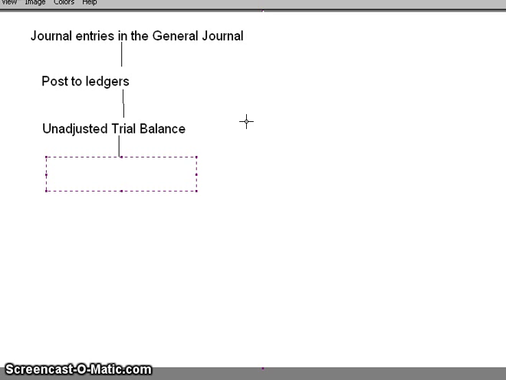So after you prepare the journal entries in the general journal, after you post to the ledgers, after you prepare the unadjusted trial balance, this is where we are today. We're working on adjusting journal entries. And these are internal transactions. And I'll explain what I mean by that in just a few seconds. So we prepare the adjusting journal entries.